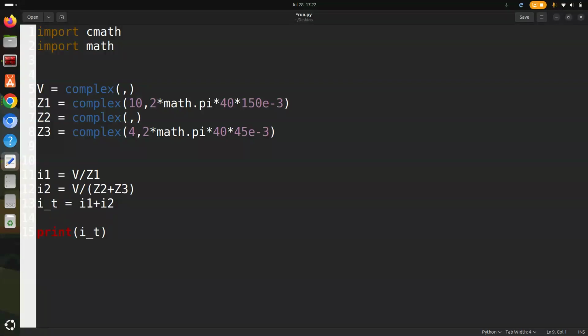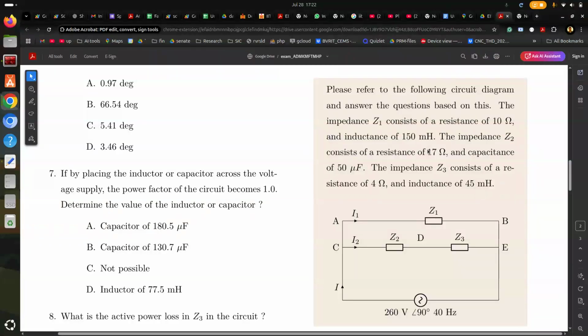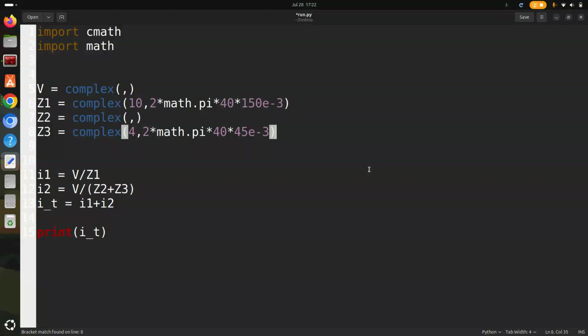What about Z2? It has 17 ohms resistance and capacitance of 50 microfarads. Okay? So now you need to tell me what is the formula for reactance of a capacitance. Capacitive reactance is 1 by omega c. So 1 divided by omega c. So 2 into pi into 40 into how many micro? 50 micro. 50 e minus 6.